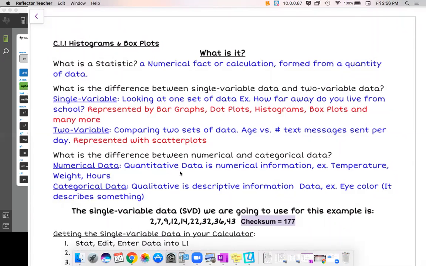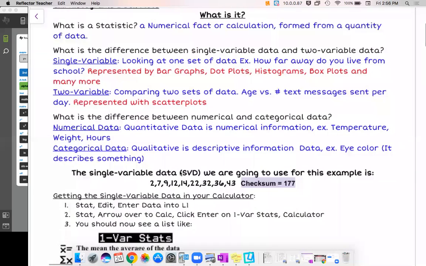And then the last bit of information is, what is the difference between numerical and categorical data? Numerical data is quantitative data, numerical information such as temperature, weight, hours. So you would do, like, the temperature every single day and collect all of that data. That would be numerical data. And then qualitative data is descriptive information. So it would be like eye color, something that describes versus being a number. So those are your two different types of data that you can collect.